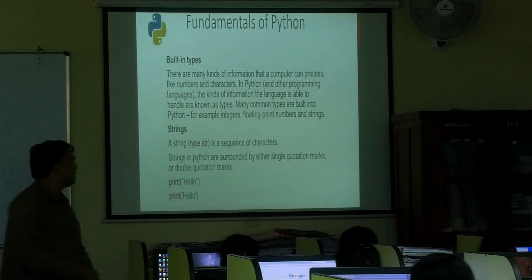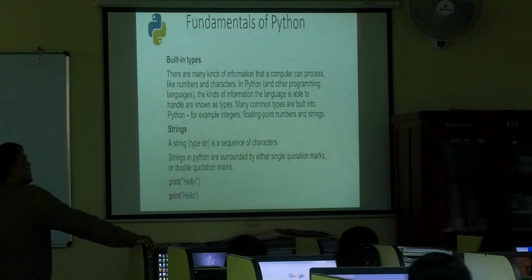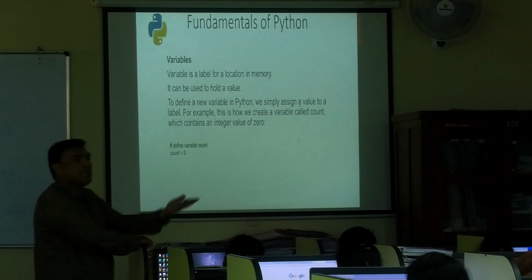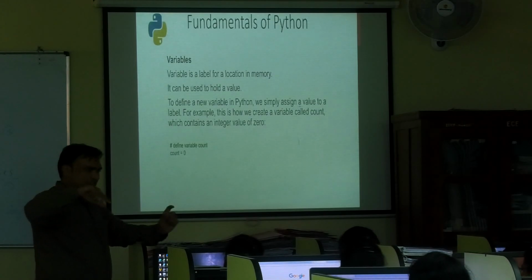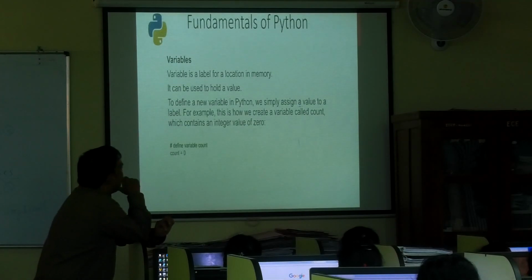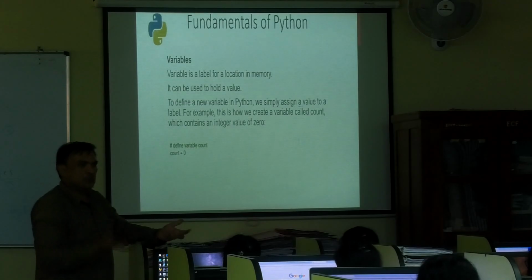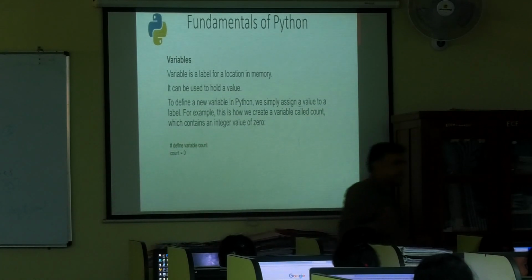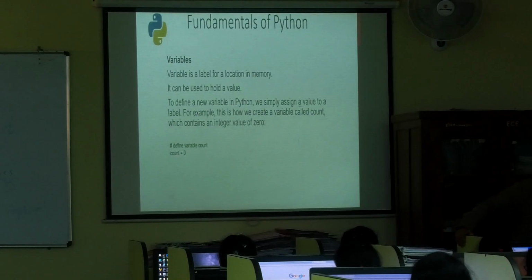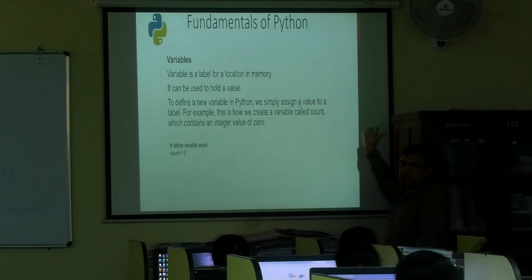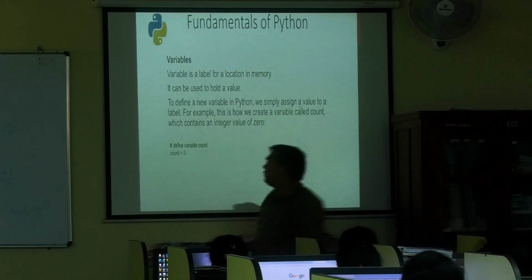So many types of information that the compiler can process, like numbers, characters in Python. This kind of information is there. Like variable. So a variable is a label for a location in memory. A equal to 20. So 20 will be stored in A. That is called a variable. So we have a variable located in memory that can be used to hold a value. That means we need to store the value. Where the result will be stored, like for example, you have entered A equal to 2, B equal to 3. You want to add two numbers. So C equal to A plus B. So C is the variable that will hold the value. Like here also we are using, this is how we create a variable that is called count, as I said, total number, which contains the integer value of 0.